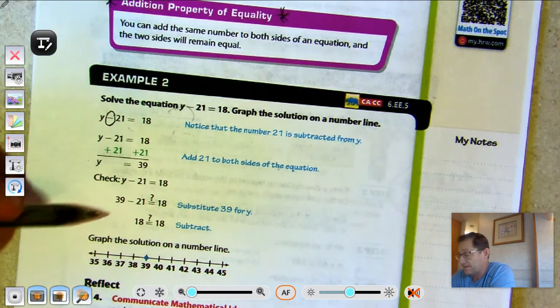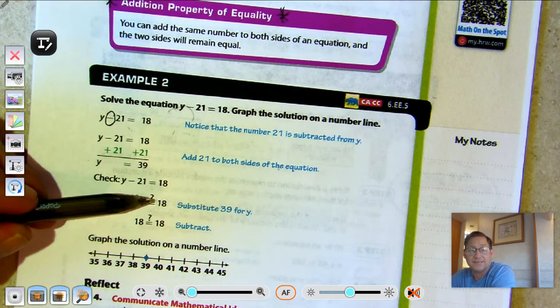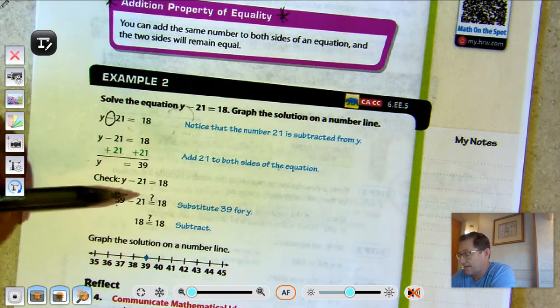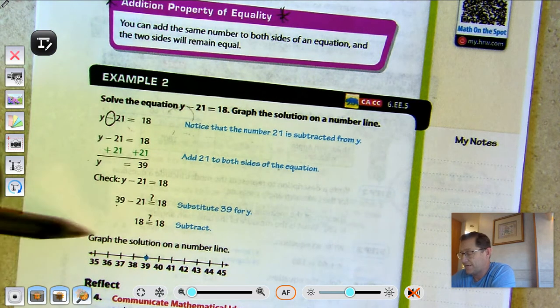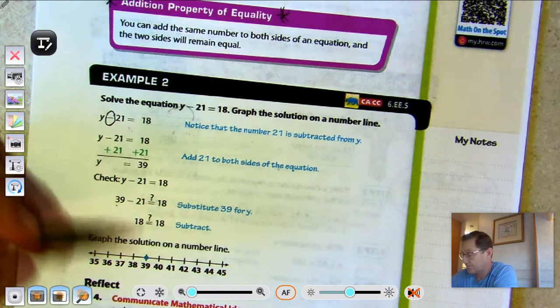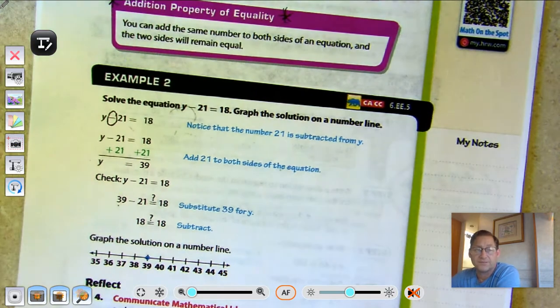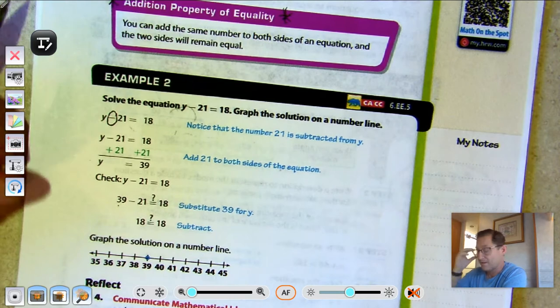So now let's check. 39 take away 29, does that equal 18? 9 take away 1 is 8. 3 tens take away 2 tens is 1 ten. So yeah, it does. And so we will graph our solution as 39. All right.